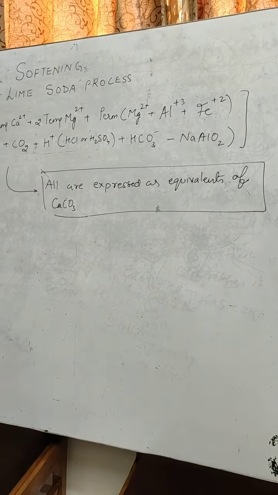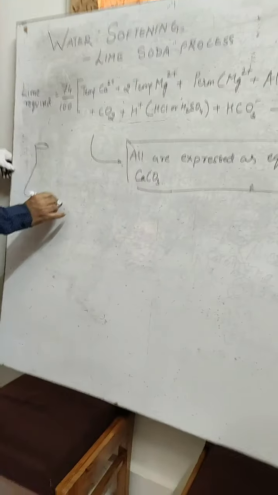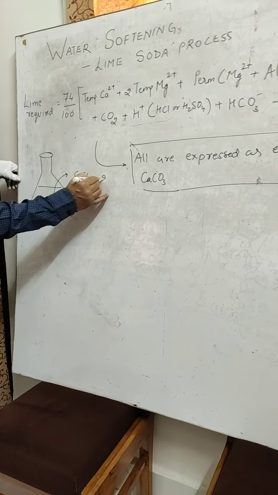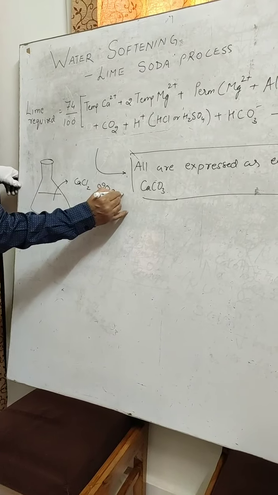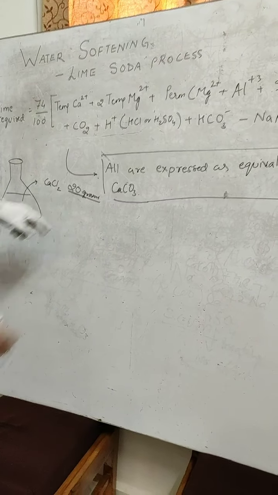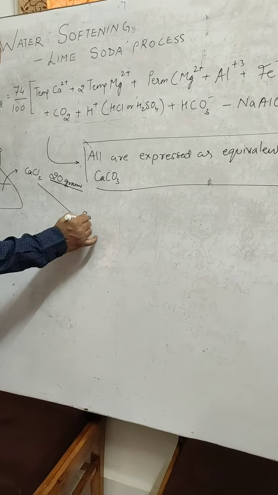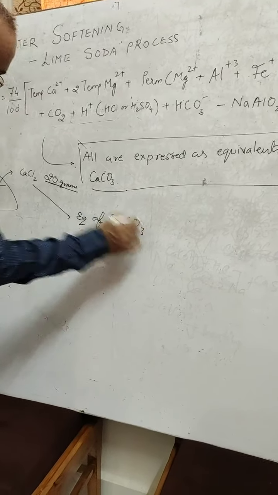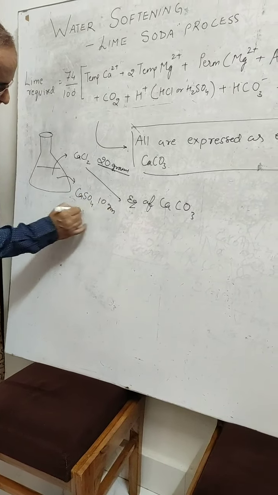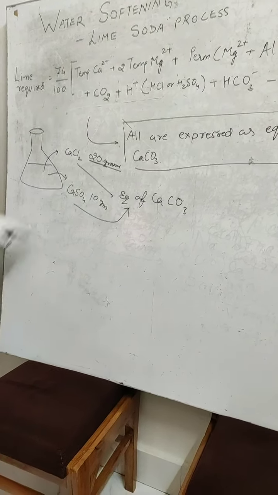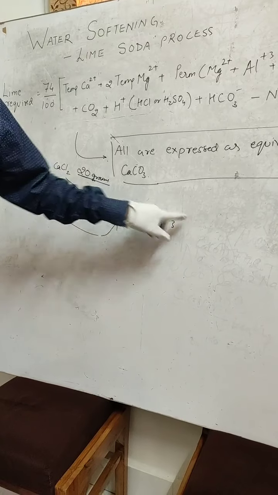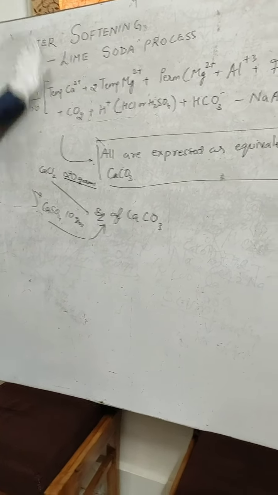That is, if you have a sample of water and it has, say, calcium chloride 20 grams, then you have to convert this calcium chloride into equivalents of calcium carbonate. If it also has calcium sulfate 10 grams, it is also converted into equivalents of calcium carbonate. Now how to convert it into equivalents of calcium carbonate? I'll give you a brief description of this also.